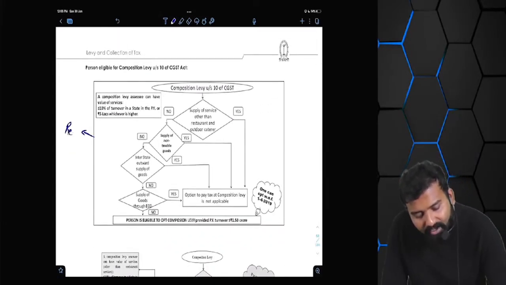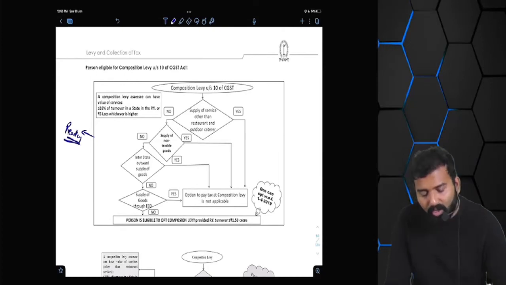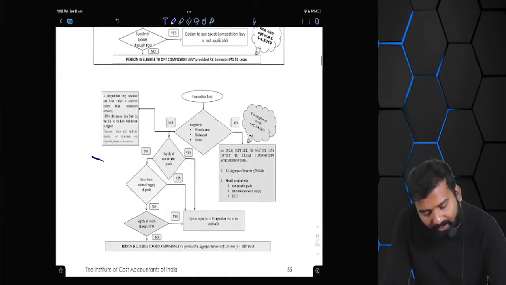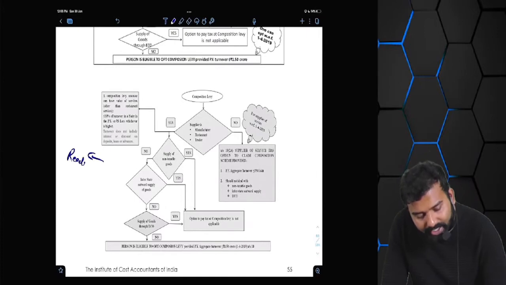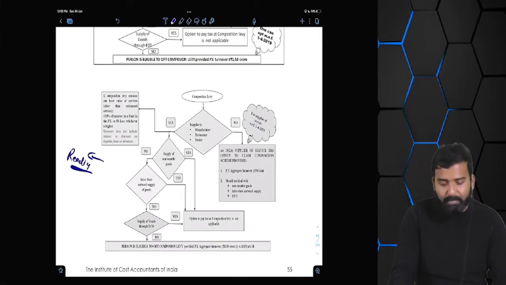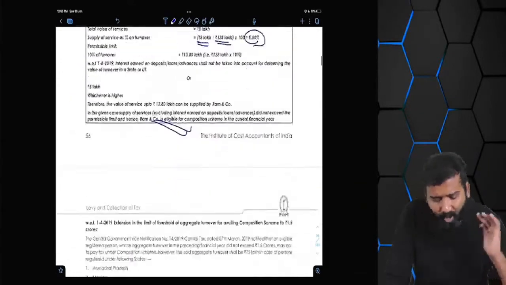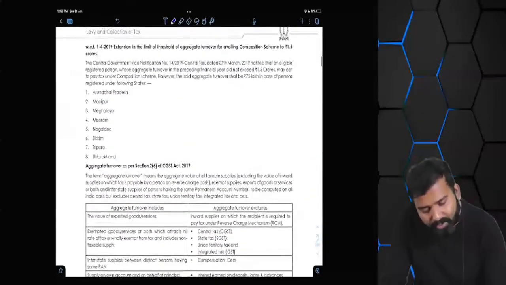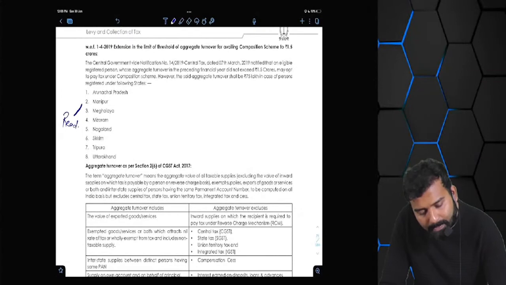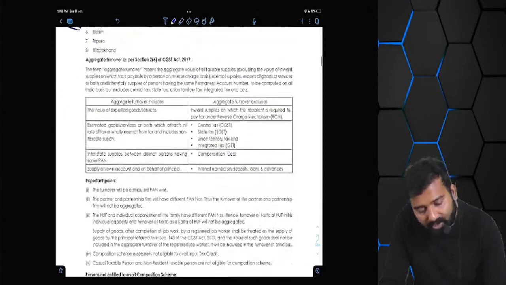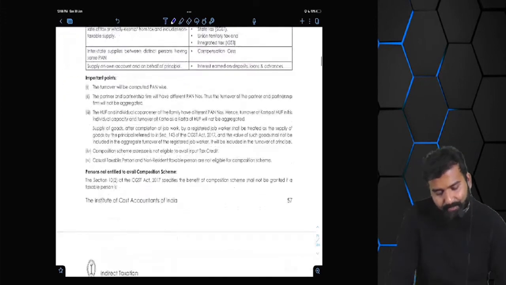I have already covered what the turnover limits are and what the options are. So you can also read this in your module. This is also a reading part. Then I have already covered some examples. You can read all the examples which are given. You can also read this. I have already covered the definition of aggregate turnover. So you can also read this.